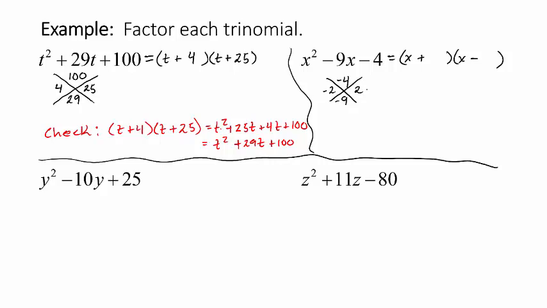So there aren't any other factors of 4, right? We're dealing with 1 times 4 or 2 times 2 with the appropriate signs there. None of those combinations are ever going to get us to negative 9. Okay, so what do we say about this?